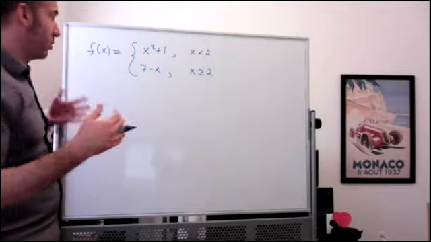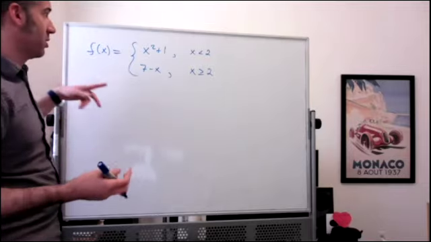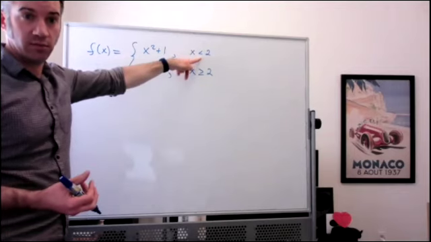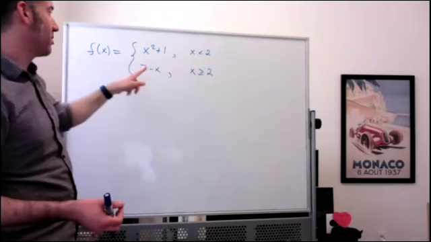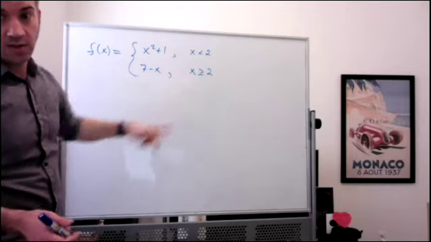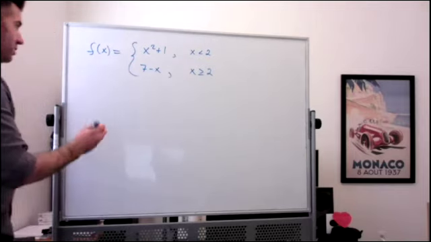So what's going to happen here is the graph of this is going to look like x squared plus 1 to the left of 2, to the left of x equal to 2. And it's going to look like the line 7 minus x to the right of x equal to 2. So let's actually look at each of those individually.